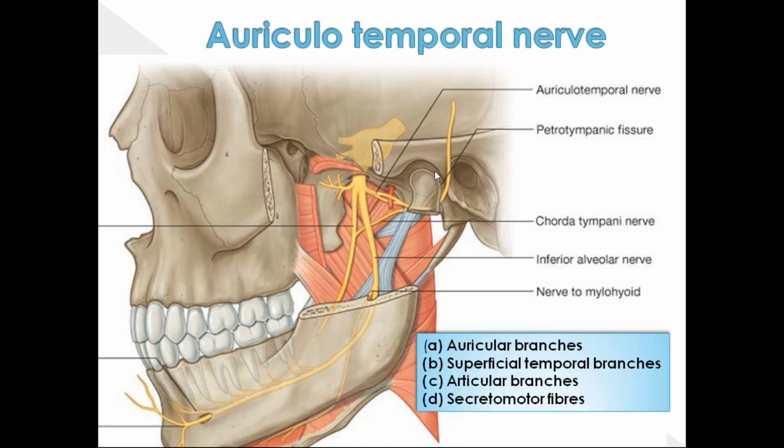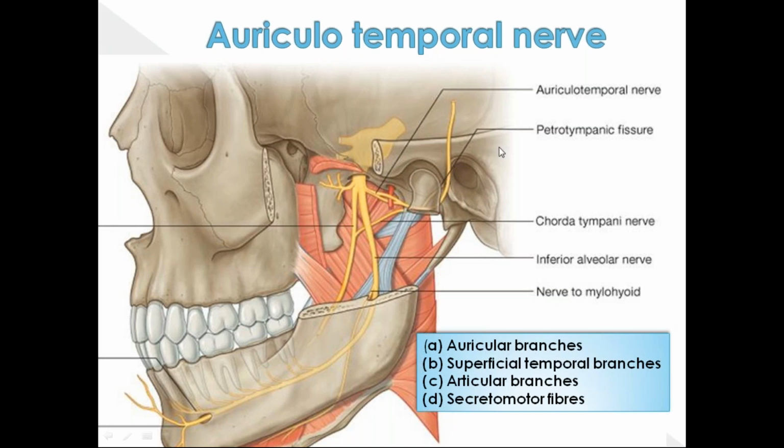Next we'll see the branches of the auriculotemporal nerve. It gives 4 branches. What are the 4 branches? It gives auricular branches, which mainly supply the auricle. Which part of the auricle? The skin of the tragus and adjoining part, and it also supplies the anterior wall of the external acoustic meatus and the external part of the tympanic membrane.